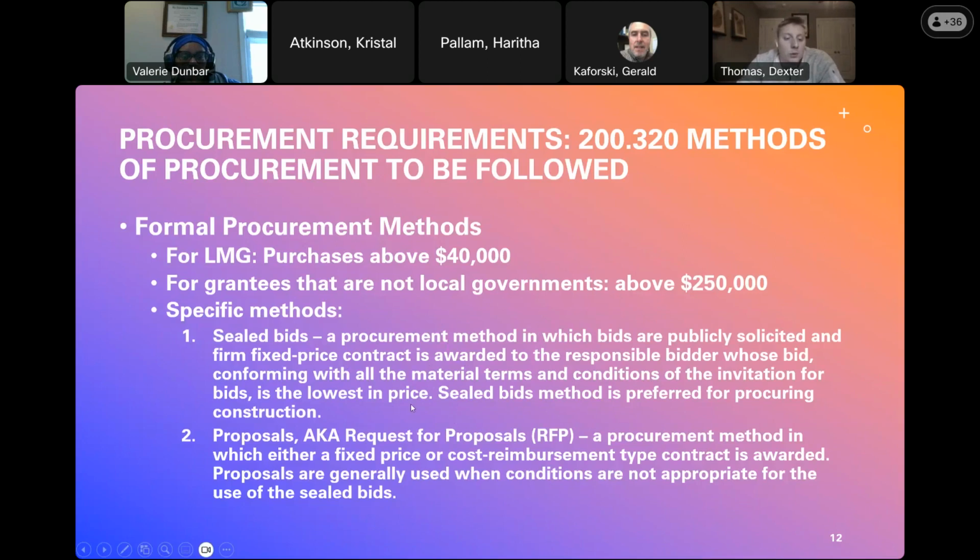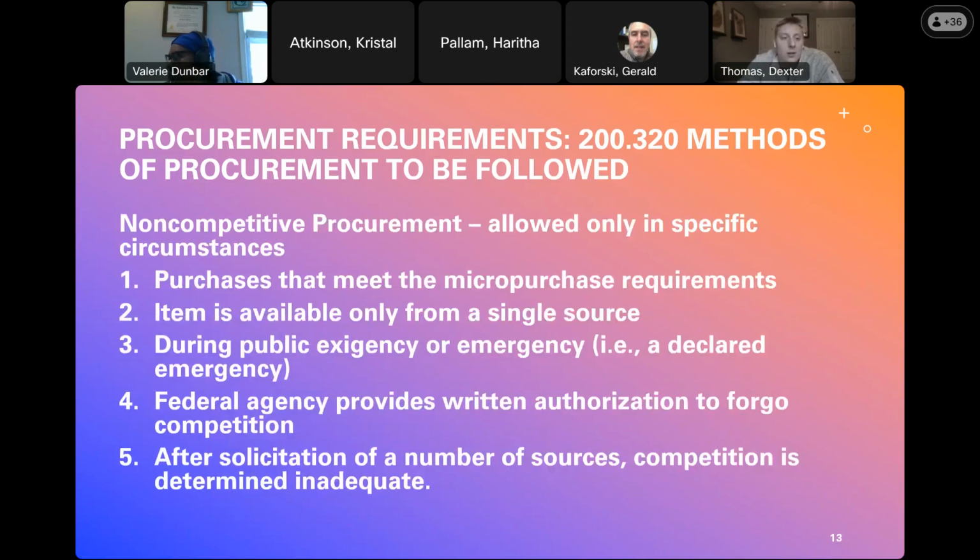Or proposals, aka request for proposals, RFP, a procurement method in which either a fixed price or cost reimbursement type contract is awarded. Proposals are generally used when conditions are not appropriate for the use of the sealed bids.